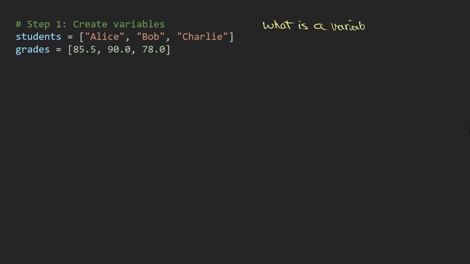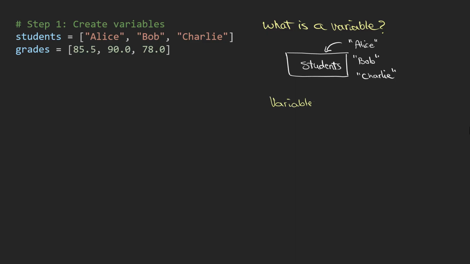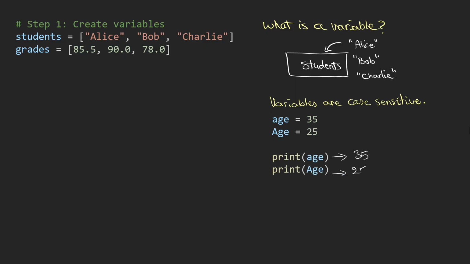The first step is to create some variables. A variable is a name that refers to a value stored in memory. Think of it as a labeled box that holds something. You give the box a name and you can put a value inside it. Variables are case sensitive. For example, this piece of code shows that these two variables are different. Two different boxes that can store values.